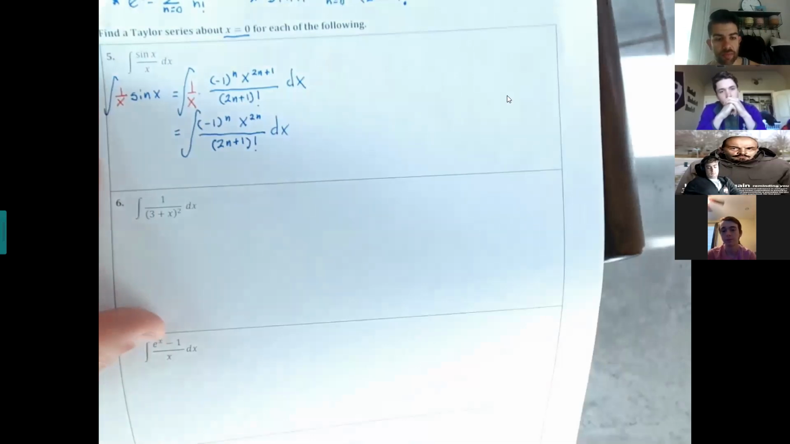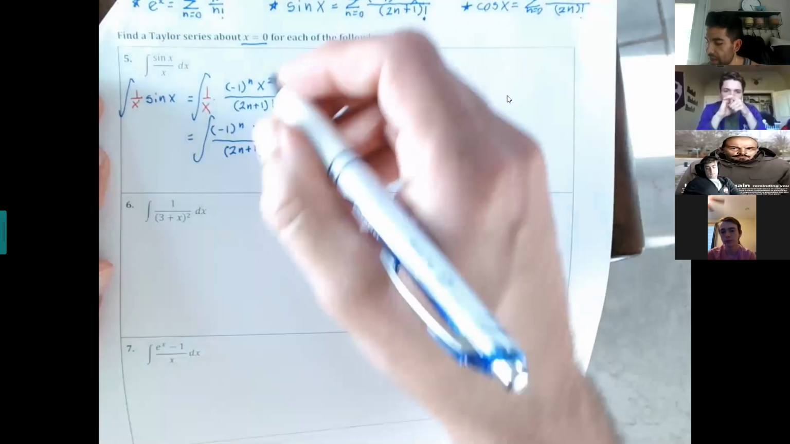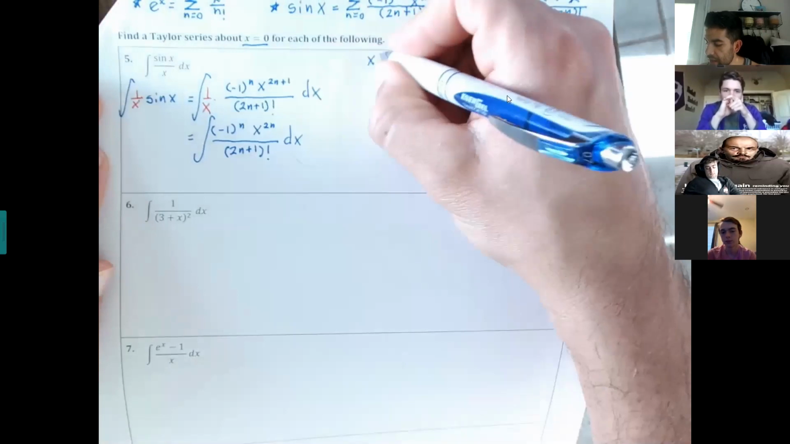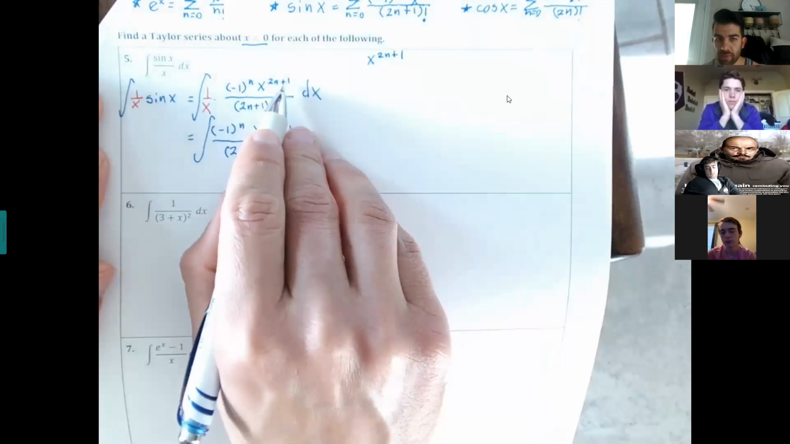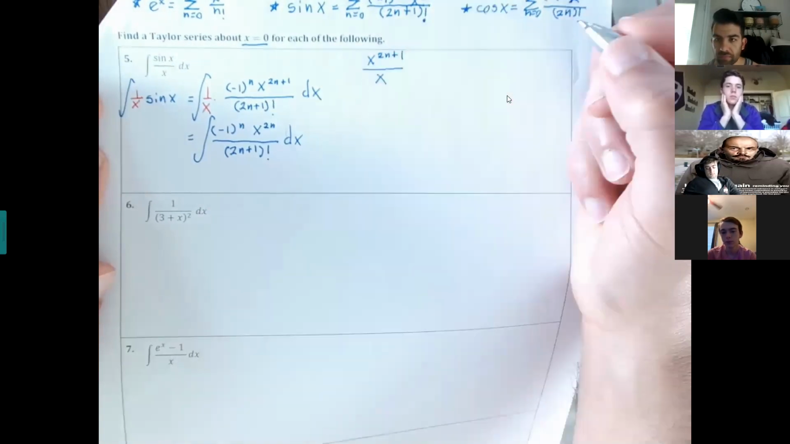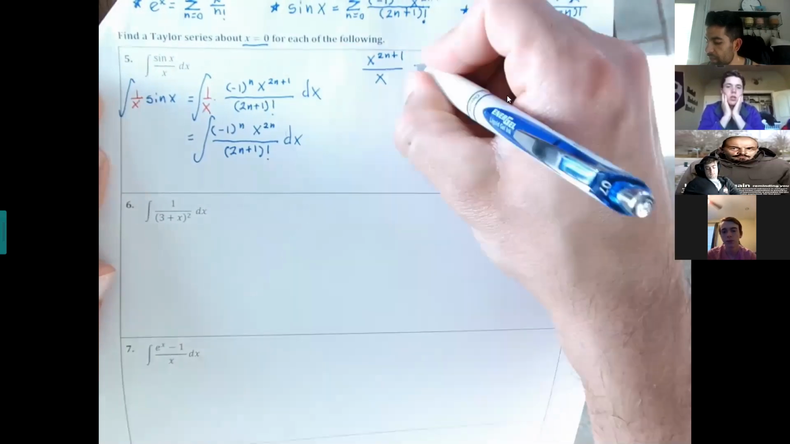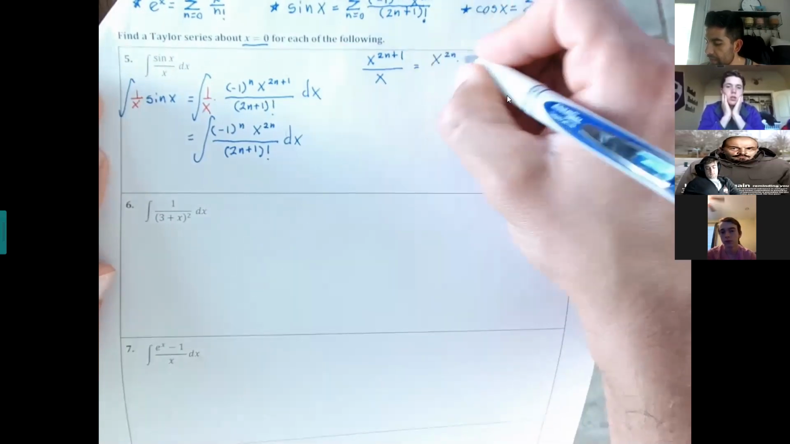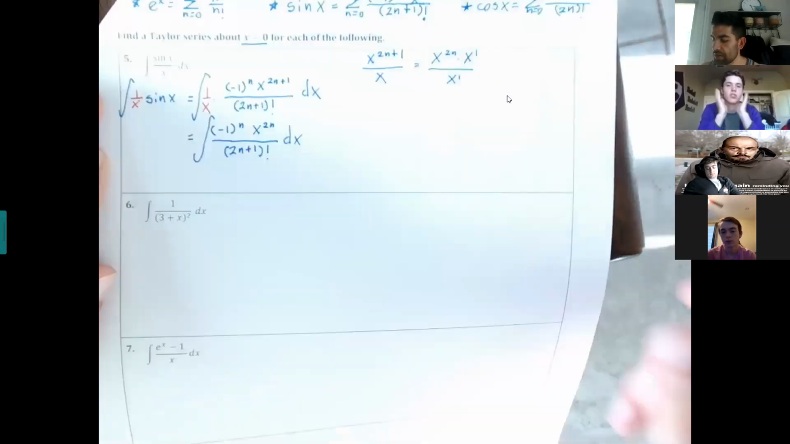I felt like I picked the easiest one, but where'd the 1 over x go? So the 1 over x went to here, right? I had kind of a side note. I had this x to the power of 2n plus 1, right? Mm-hmm. And the other stuff doesn't matter. But the 1 over x, I can write it like this, right? Well, if I rewrite it as x to the n times x to the first over x to the first. Oh, okay. So then you just subtract.